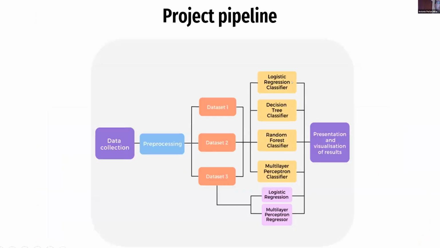So here we have the project pipeline, in which the first step was the data collection, apart from clinical reports. After that, the preprocessing of all the data, the creation of different data sets, every one of them with different features in order to analyze the results, their relation with the risk, different machine learning algorithms, classification models, and regression models. And after that, the presentation and visualization of results so as to obtain different conclusions.